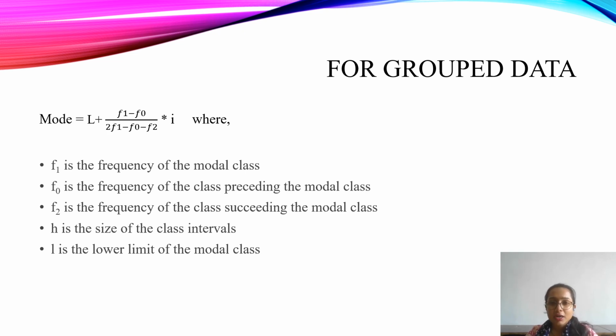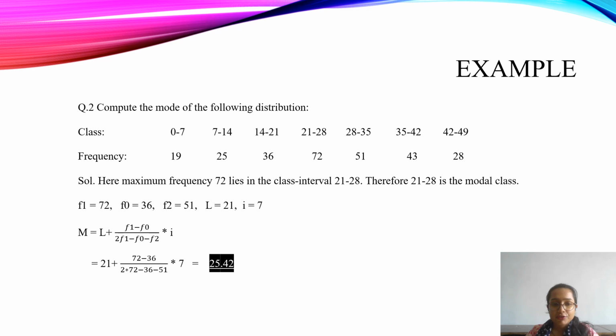Just like the median class, we have a modal class. The modal class is the class interval which has the highest frequency. Then F1 is the frequency of the modal class, basically the largest frequency. Then F naught is the frequency just before the modal class, and F2 is the frequency just after the modal class. Now let's see a question.